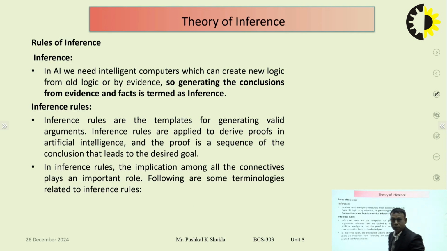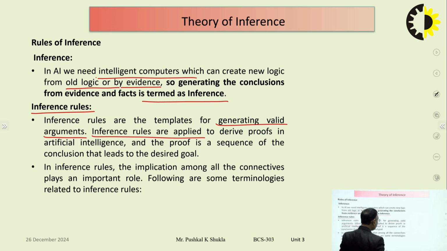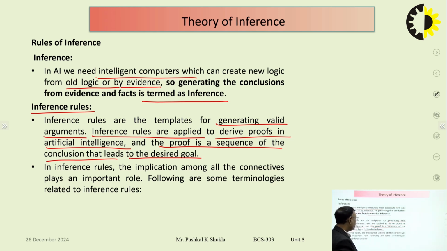So, what is the rule of inference? In AI we need intelligent computers which can create new logic from old logic or from evidence, so generating the conclusion. Generating the conclusion from the evidence and facts is termed inference. Inference rules are the templates for generating valid arguments. Inference rules are applied to derive proofs in artificial intelligence, and a proof is a sequence of conclusions that leads to the desired goal. In inference rules, the implication among all the connectives plays an important role.